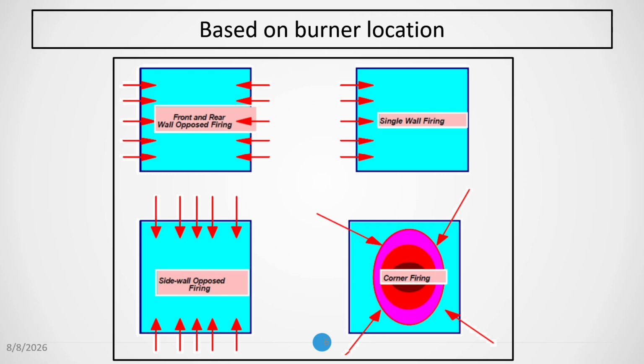Then, as for the firing, this is called the front firing. This one is front and rear wall opposed firing. This is the side wall opposed firing. This is the corner firing, with burners at the corner.